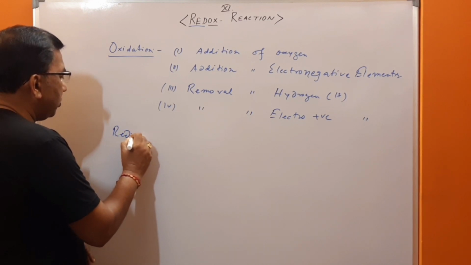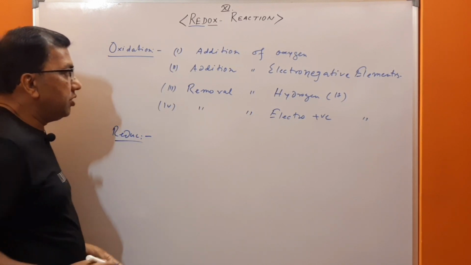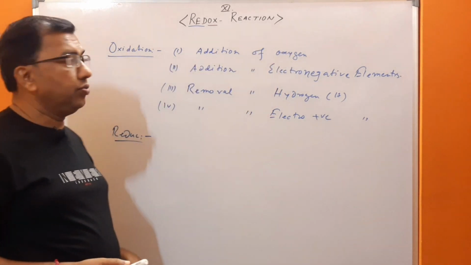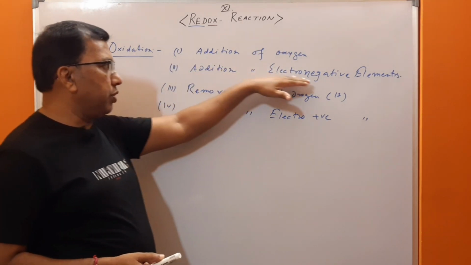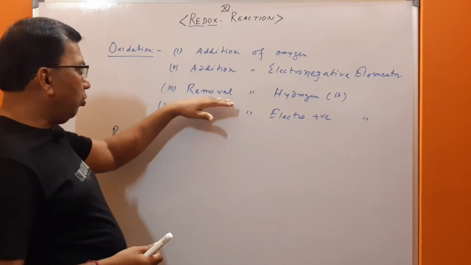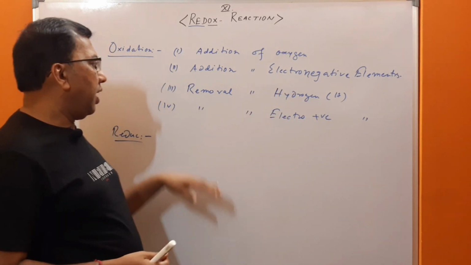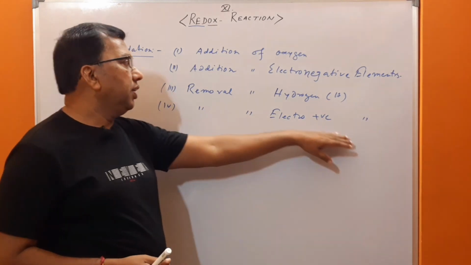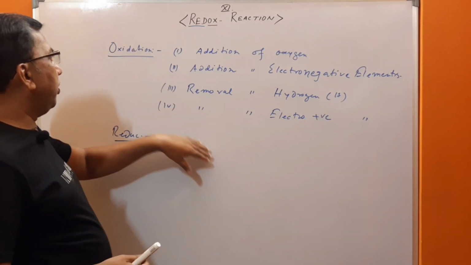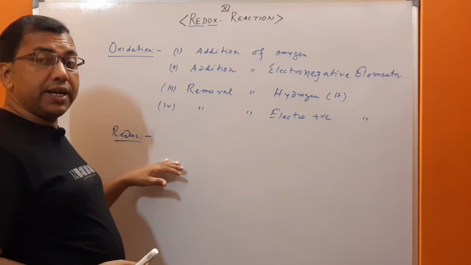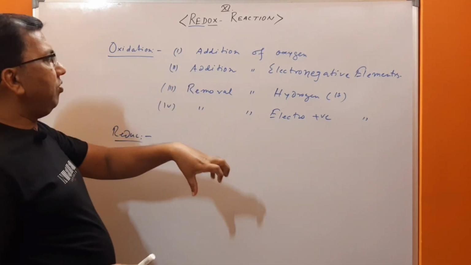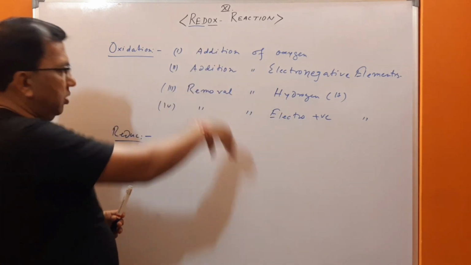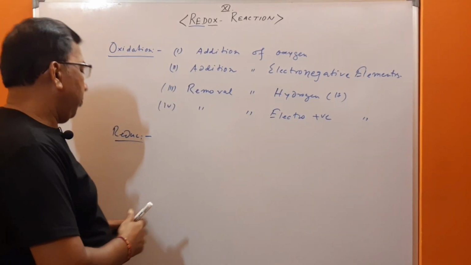Reduction, I will not write all these things. Addition of hydrogen, addition of electropositive elements, removal of oxygen, and removal of electronegative elements. So the opposite of oxidation is reduction. I will quickly give examples of each.